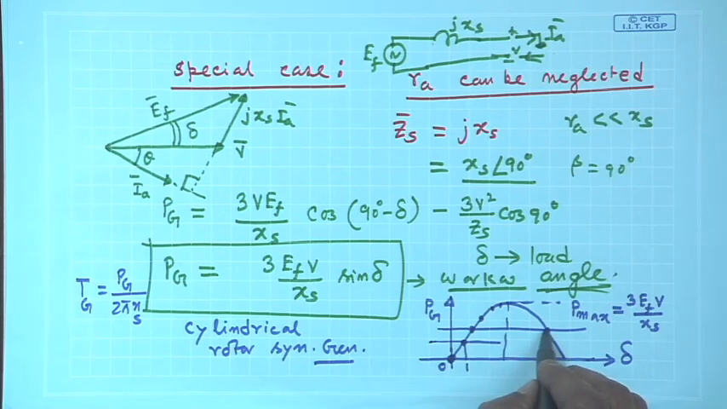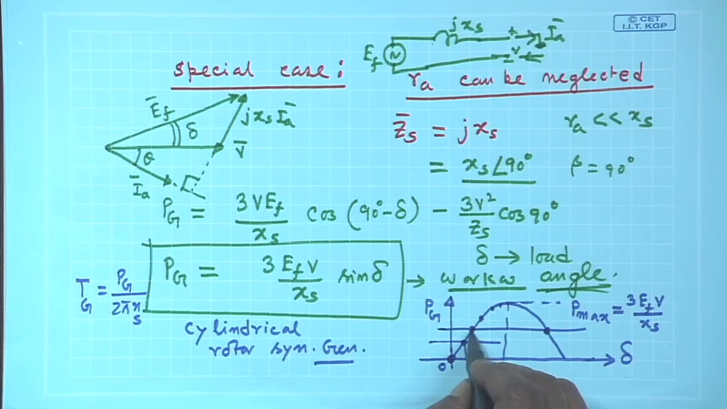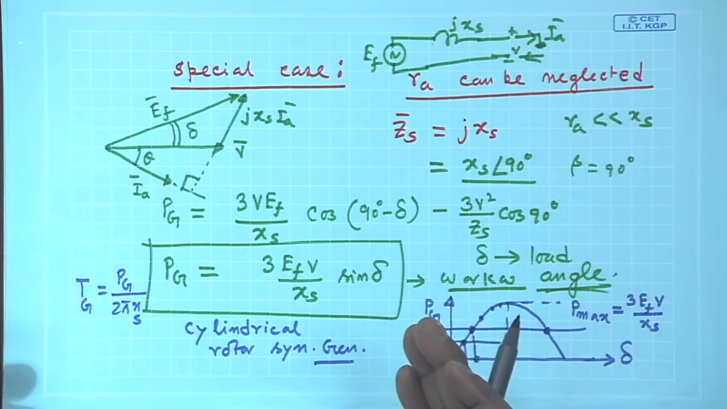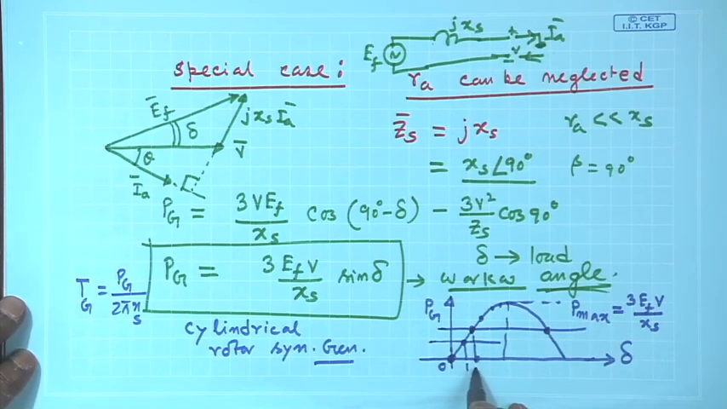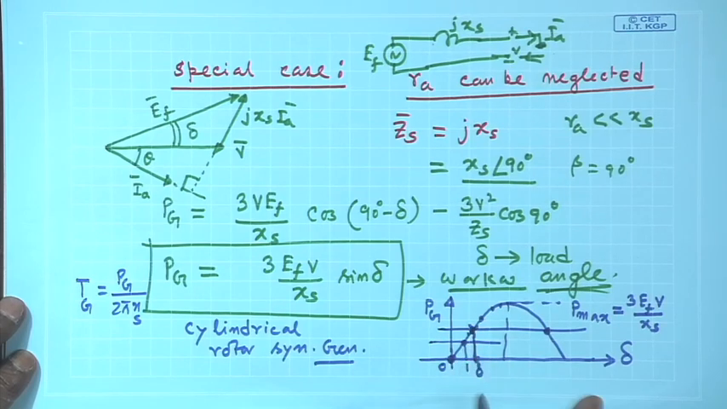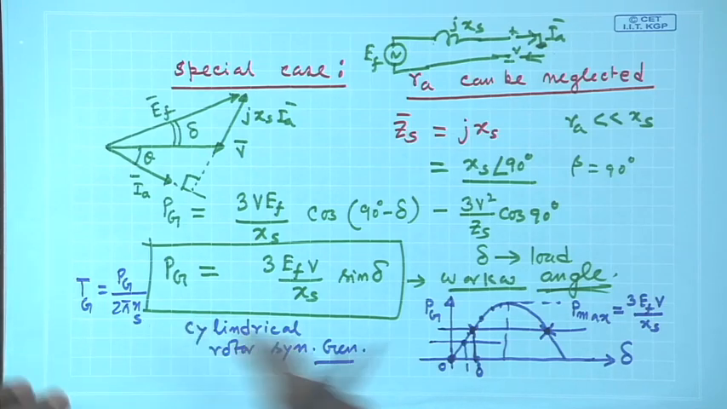Can it operate here? Suppose the load is such that delta is this much. So, power and torque are synonymous in a synchronous machine when you are considering steady state operation. Therefore, it is operating at some delta at this point, suppose. Now, I find there are two operating points. You can easily show that this operating point is not a stable operating point.